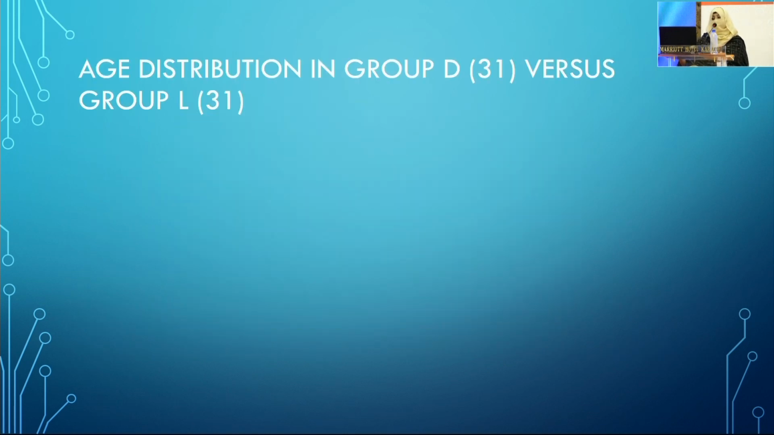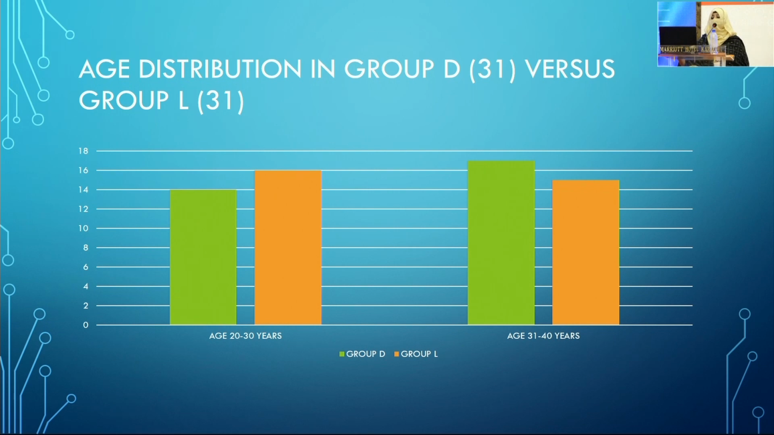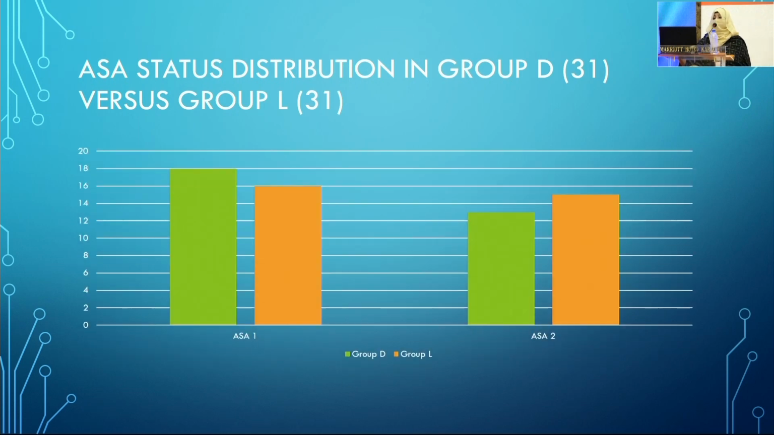Now the results. This is the age distribution of the groups. Mostly the patients included were between 20 to 40 years of age. And this is the ASA status. Mostly the patients were from the ASA 1 group, and in both groups the ASA status was comparable. There was no major difference between these groups.